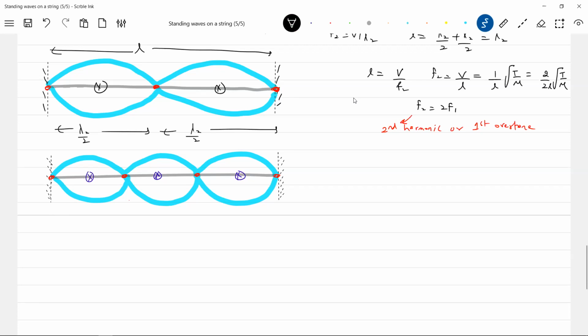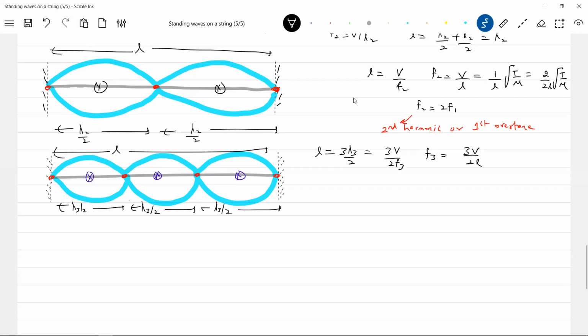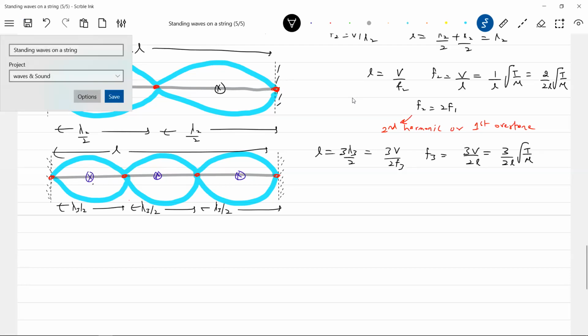So this will be lambda by... so the total length of the rope is how much? It is equal to L. So in this case, L is equal to 3 lambda 3 by 2, and lambda 3 is v by f3. So f3 is equal to 3v by 2L.